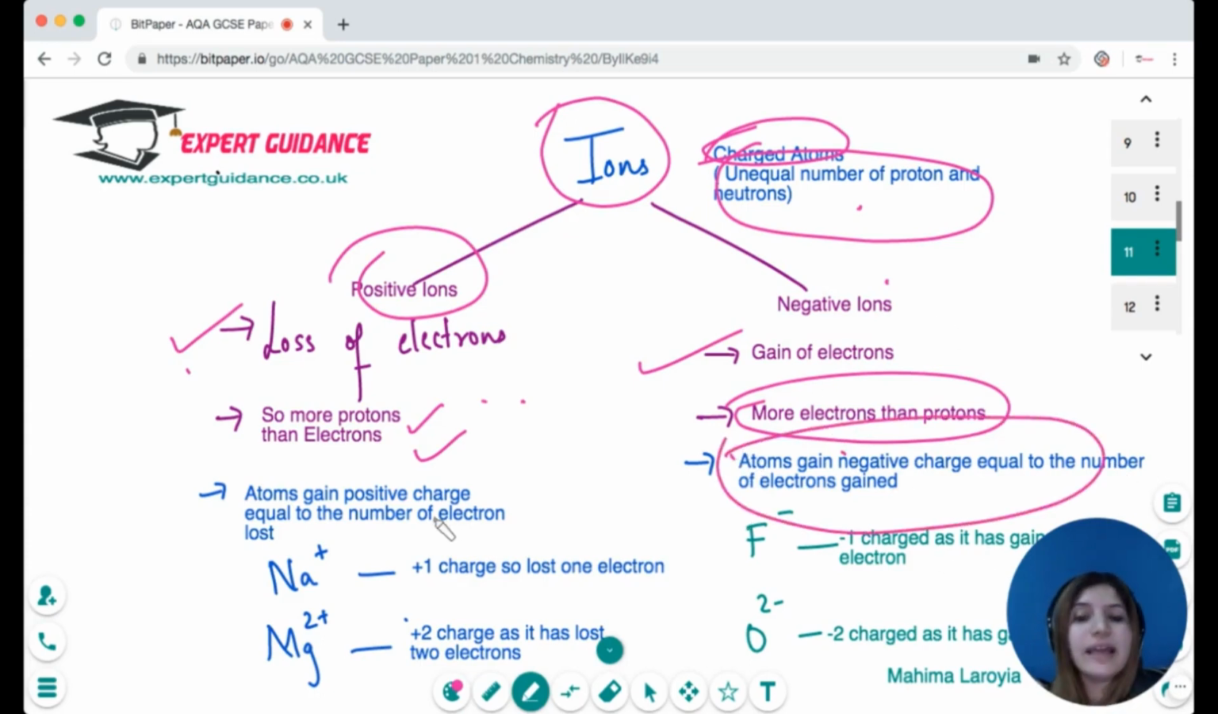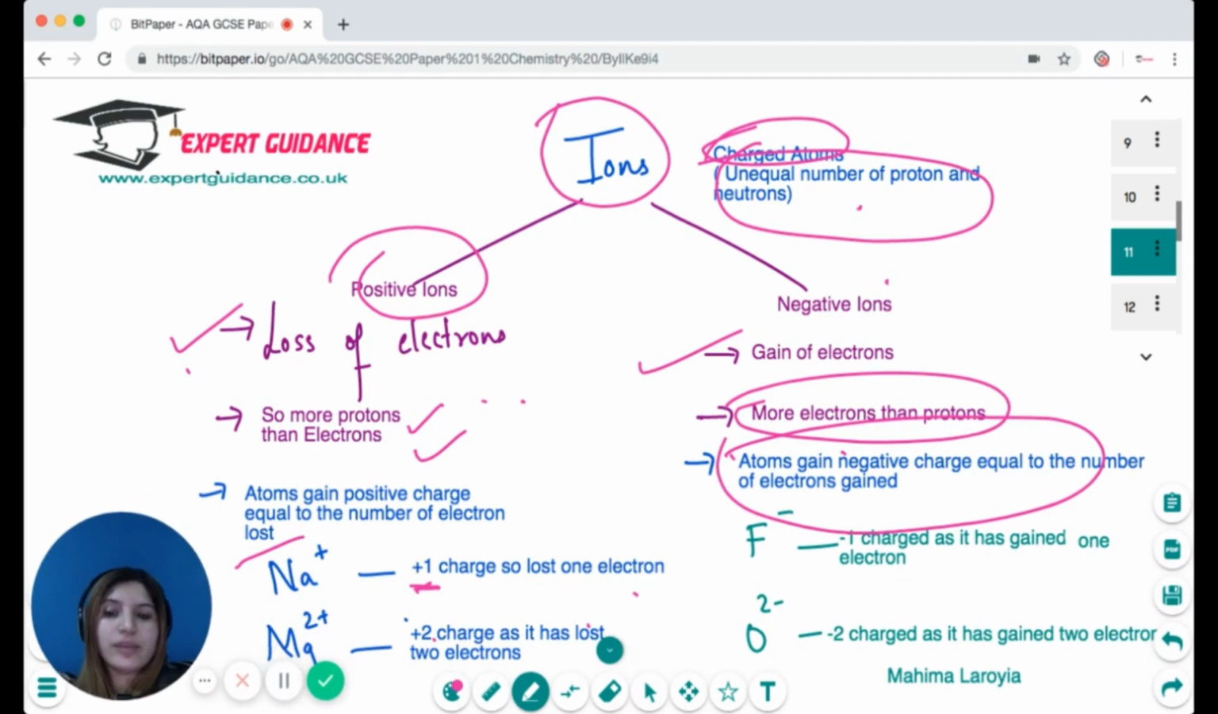Okay, now how do you decide the charge? The charge depends on how many electrons are gained or lost. So if sodium has lost one electron, it will get a +1 charge. If magnesium loses 2 electrons, it will get a +2 charge. In a similar way, if fluorine gains 1 electron, it becomes -1 charge. And if oxygen gains 2 electrons, it will become -2 charge.